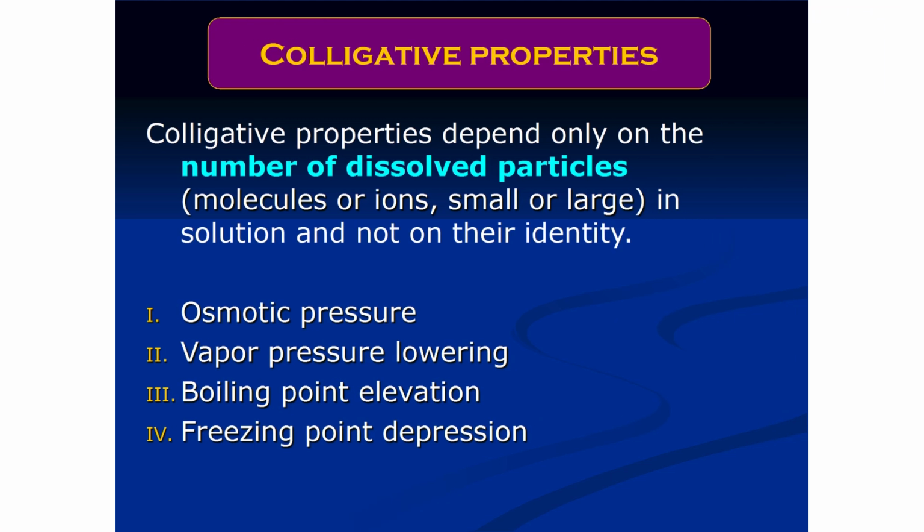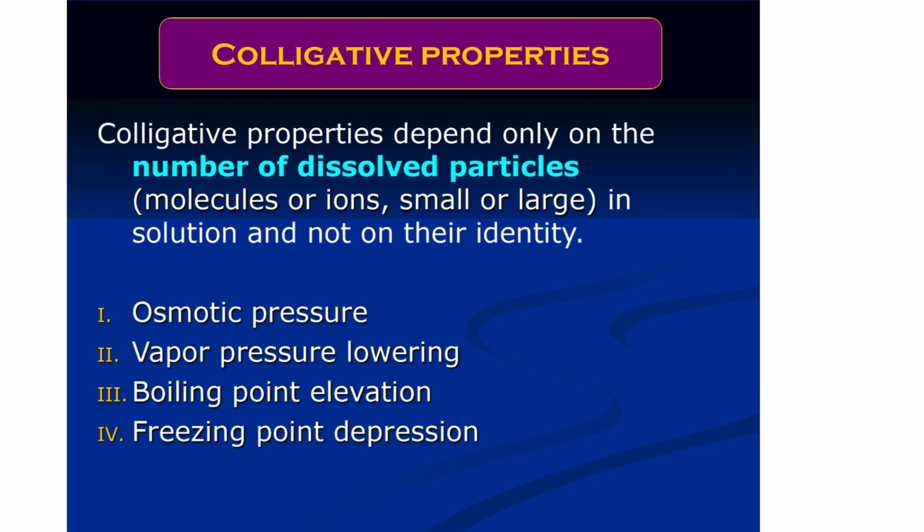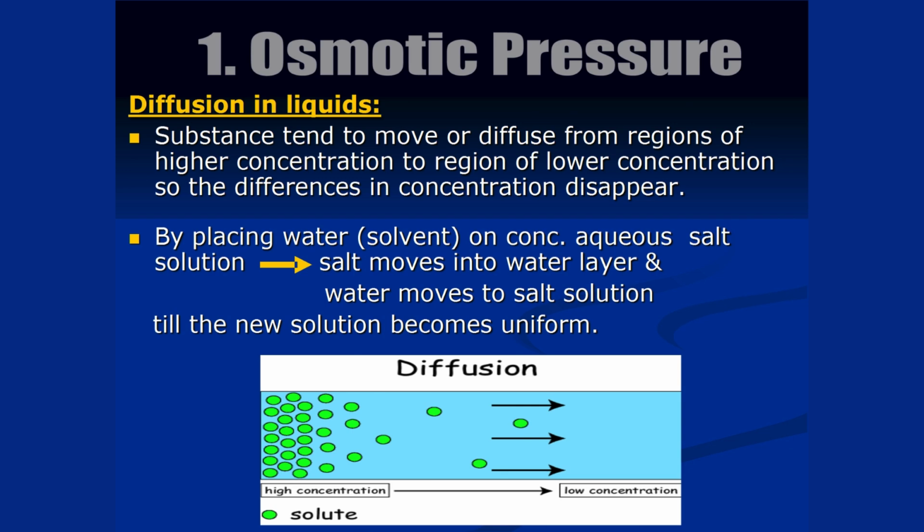So what are they? Colligative properties depend only on the number of dissolved particles, that's molecules or ions, small or large, in the solution, and not on their identity. There are four main ones we will explore. 1. Osmotic pressure. 2. Vapor pressure lowering. 3. Boiling point elevation. And 4. Freezing point depression.